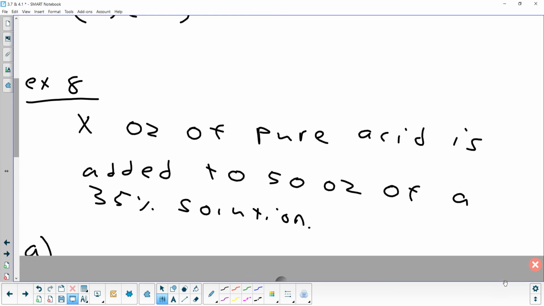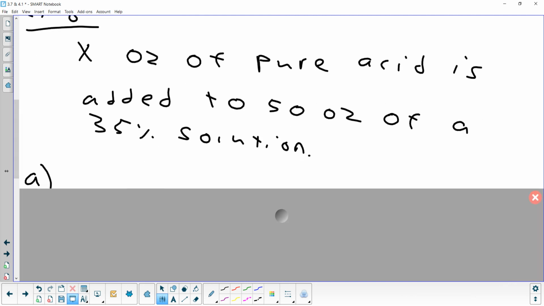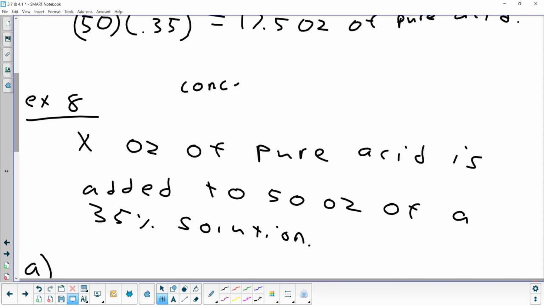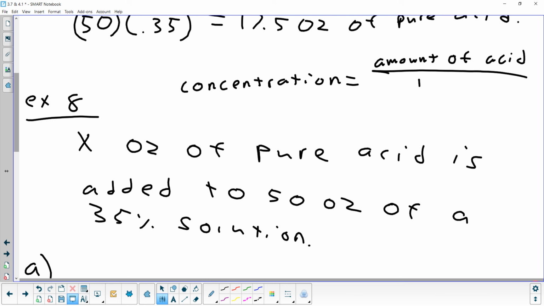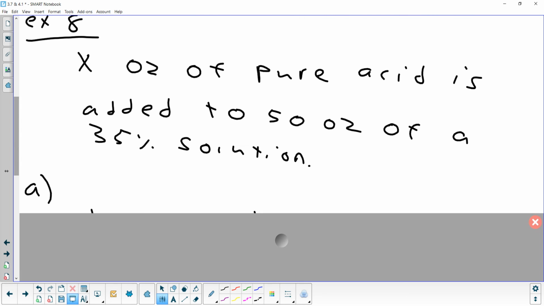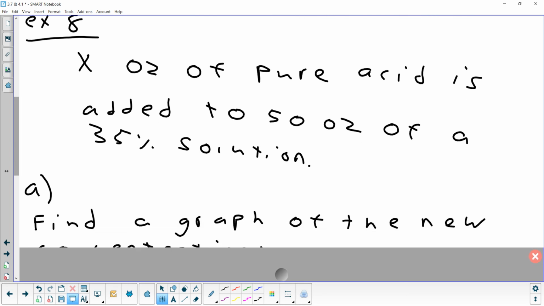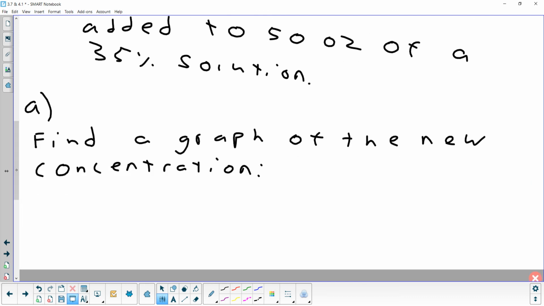Whenever we're figuring out the concentration of a solution, you want to think about the following formula. Concentration equals amount of, in this case, acid divided by total. So amount of acid divided by the total amount of liquid altogether. So, in our problem, we're going to add x ounces of pure acid to our 50-ounce solution. So, find a graph of the new concentration.